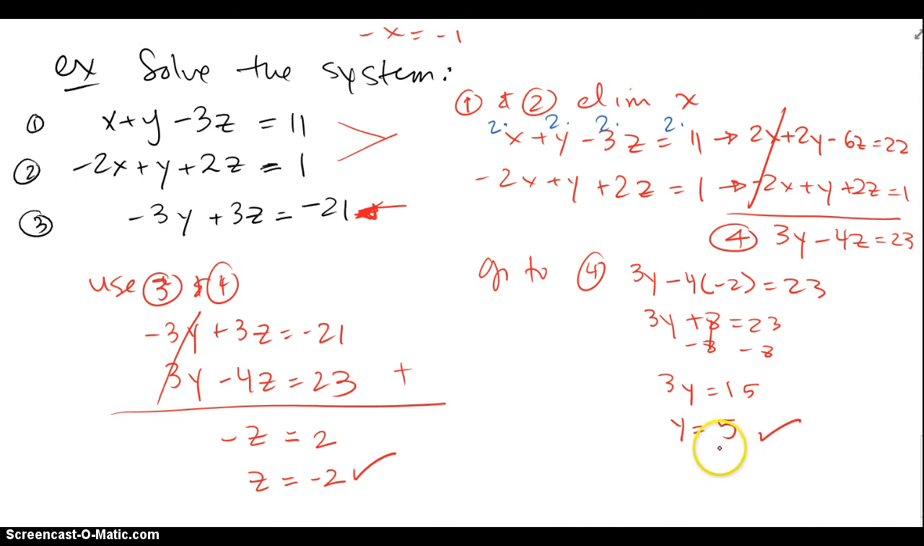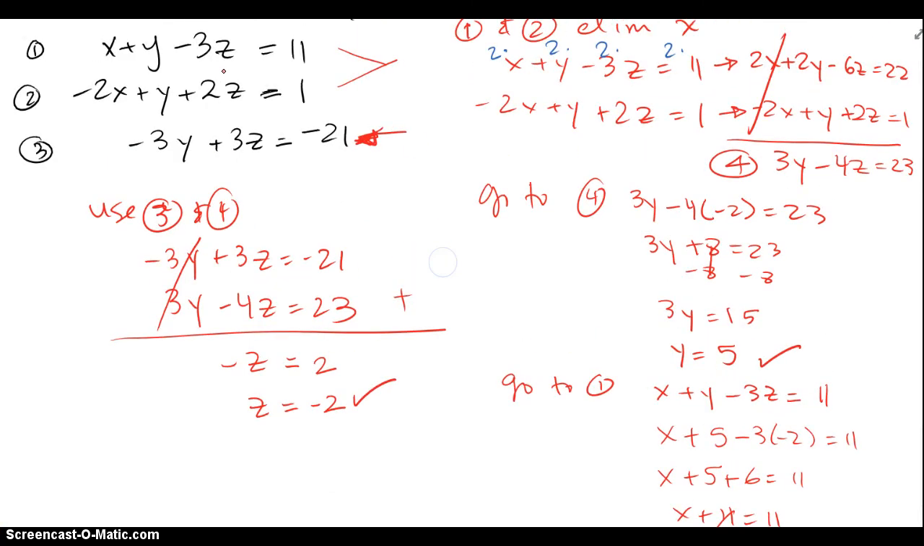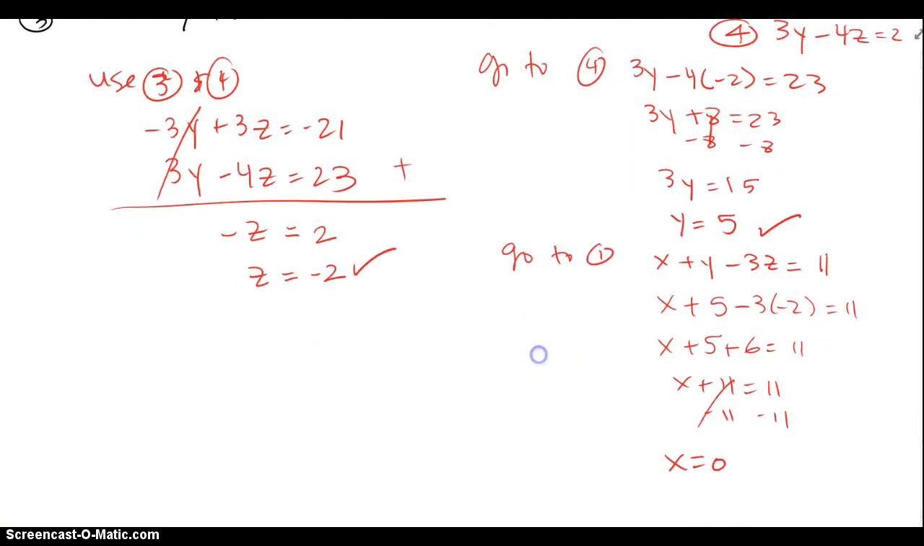Now I have my y value. I have my y, I have my z, I can go to 1 or 2 and find my x. I'm going to choose to go to 1. So when I go to 1, which was right here, I use it to put in the z and the y value that I found. And once I plug them in, I get x equals 0, and I got my third variable as well. So my triplet is 0, 5, negative 2.